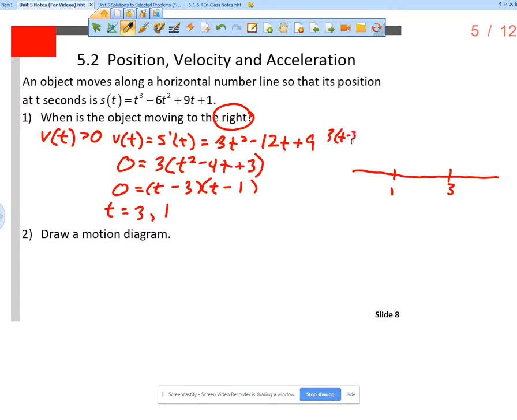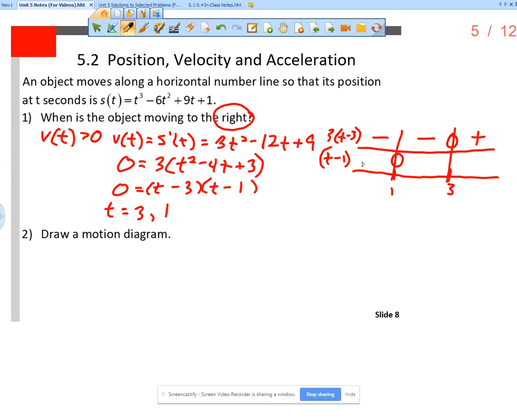So 3t minus 3 and t minus 1. All right, so now two rows: top row 0 above 3, bottom row 0 above 1. Pick a number to the left of 3. How about 0? 3 times 0 minus 3 is negative. Pick a number to the right like 4. 3 times 4 minus 3 is positive.